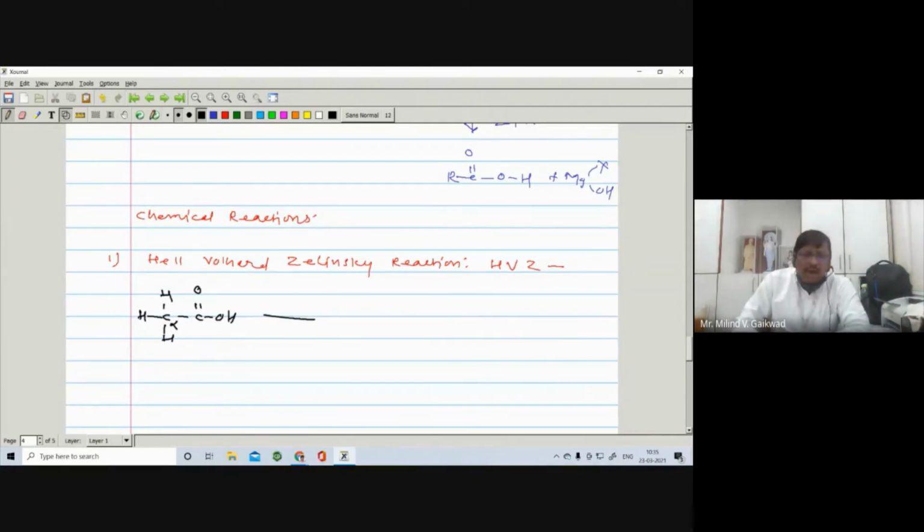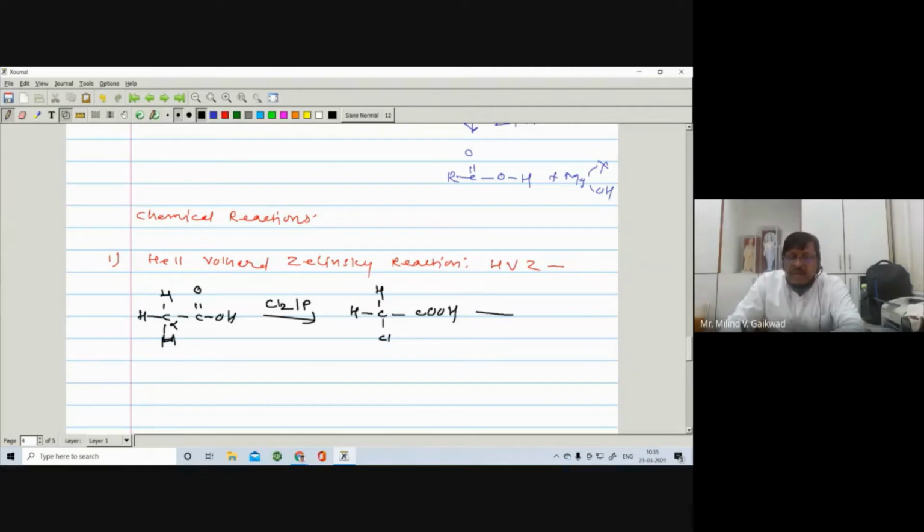When it undergoes halogenation with Cl2 in the presence of phosphorus, the hydrogen is replaced by the halogen, and you get H, H, Cl and COOH. It means if you want to undergo halogenation at the alpha carbon atom, you have to use this method. The reagent is halogen in the presence of phosphorus.